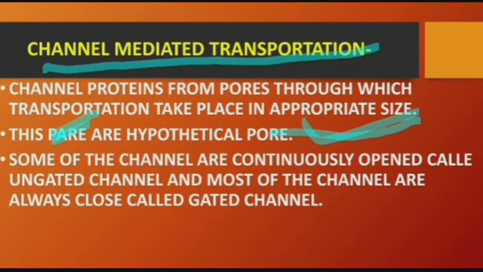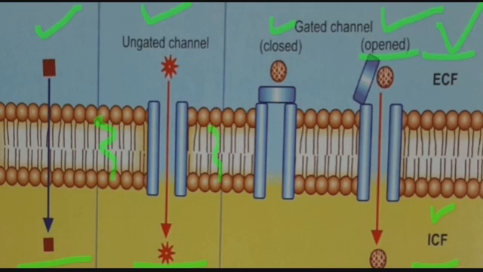Some of the channels are continuously open, called ungated channels, and most of the channels are usually closed, called gated channels. Transportation occurs through the channel that is always open, which is known as the ungated channel, and some of the channels are closed, which is known as the gated channel. I have already told this in our previous slide. You can see in this slide that it is a closed gated channel and it is an open gated channel, which is always open and which is always closed.